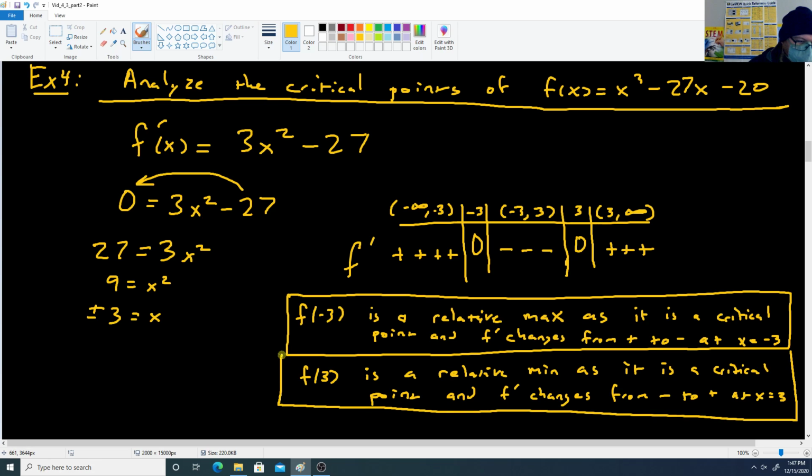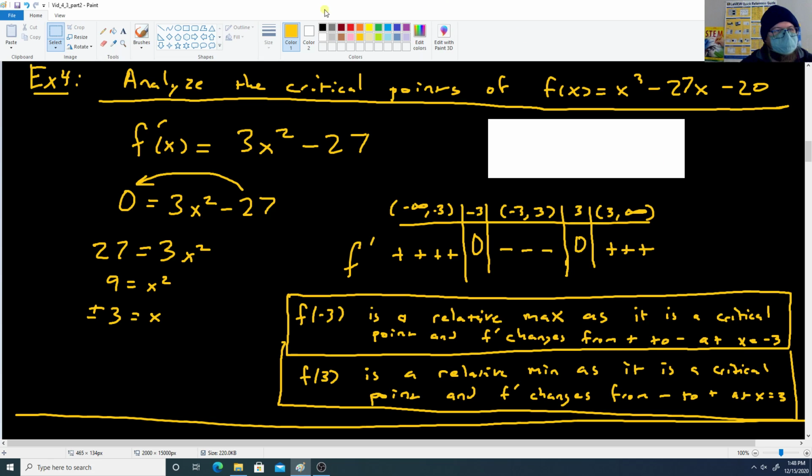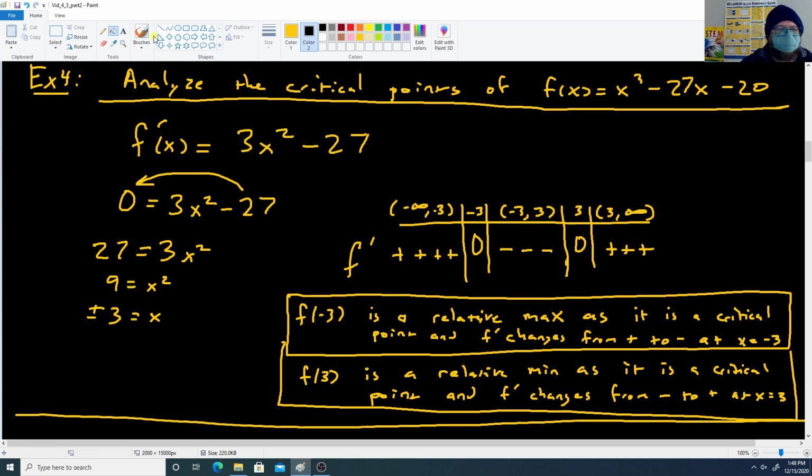Okay. So we analyze the critical points. The first one's relative max because we have positive slope, then we have critical point, then we have negative slope, makes a relative max. Second one's a relative min because we have negative slopes of tangent lines, then the tangent line slope is 0, then it goes back to positive. So we end up with what we want there.